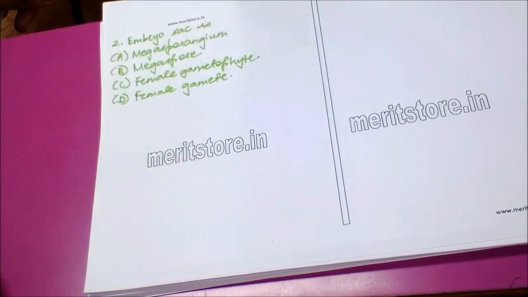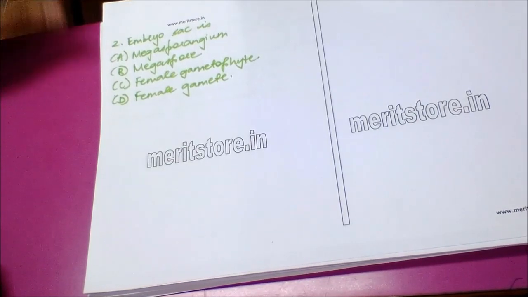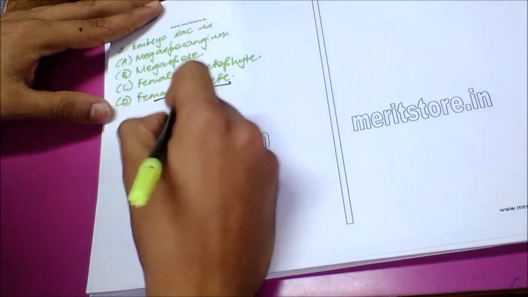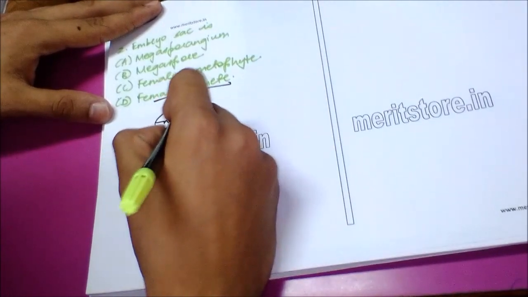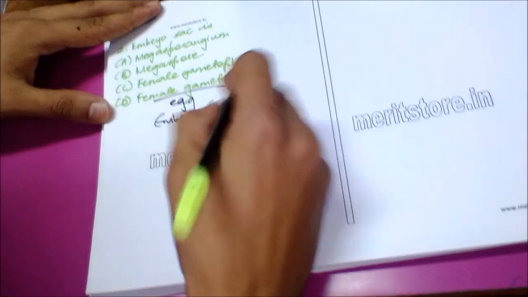The embryo sac is option A, megasporangium, option B, megaspore, option C, the female gametophyte, and option D, the female gamete. Female gamete is essentially the egg which is found inside the embryo sac towards the micropyle end.